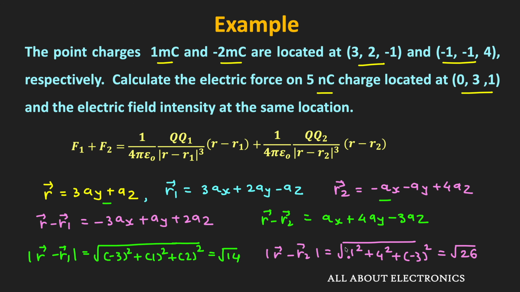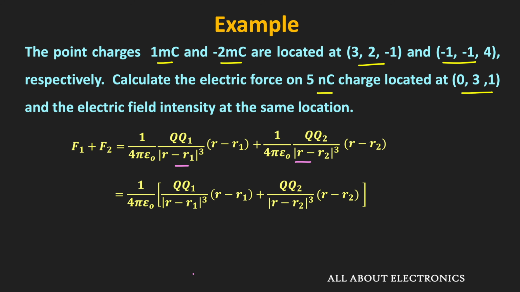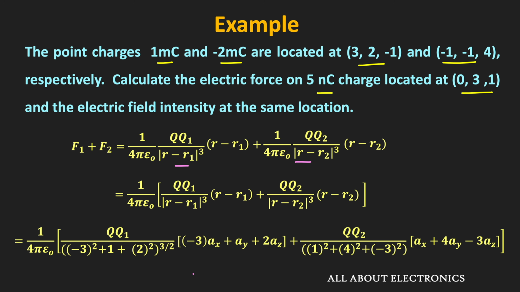So now in the above expression, let us put the value of the vector r minus r1 as well as r minus r2. Apart from that, let us also put the value of the distance between the two charges. But before that, if you see, in both terms, this 1 divided by 4 pi times epsilon naught is common. So first of all, let us take it outside. And now, if you put the value of the vector r minus r1 and r minus r2, then the net force can be written like this.